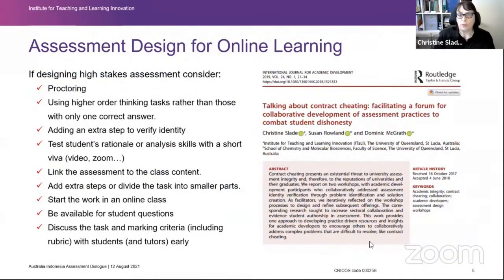So we've done quite a bit of work in contract cheating, which I'll talk about a bit more in a couple of slides. But when you've now got maybe a bit more space after the COVID rush pivot, I've just given some ideas there around assessment design for online learning. So the things I'm thinking about here are really the high stakes assessment pieces. So perhaps not every piece that you've got for the students to do online is as important as other ones. So perhaps one with the highest weighting or one that's going to be linked to their accreditation or whatever is the ones that you consider.